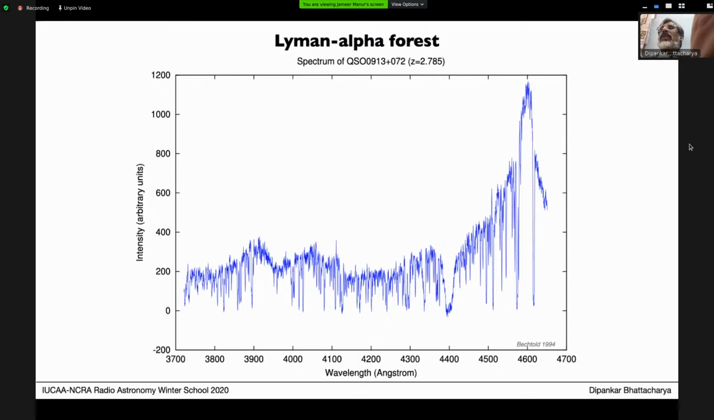And this gives us a very nice way to determine the distribution of hydrogen all along the line of sight. It's been a very highly researched and highly valued piece of information. This is called the Lyman alpha forest, and it has helped us understand the structures in the intergalactic medium in a very detailed manner. Next slide, please.